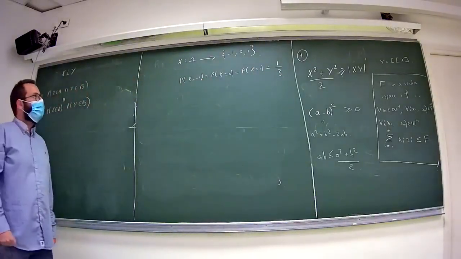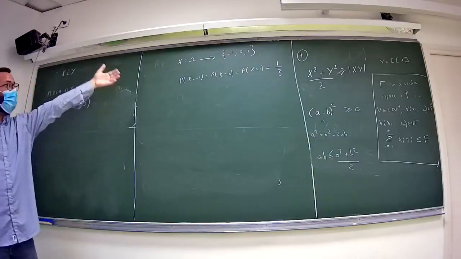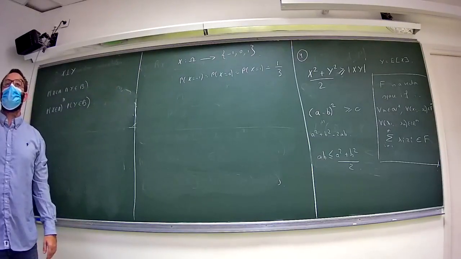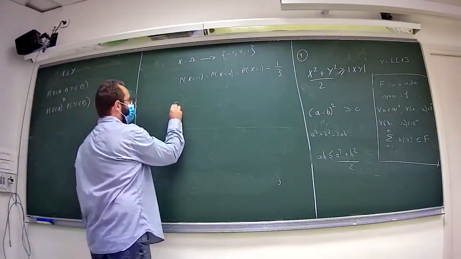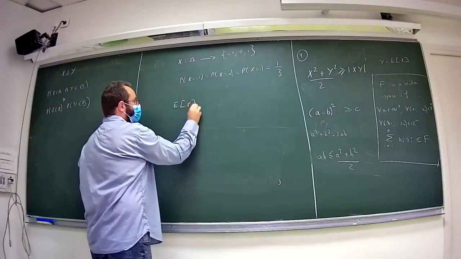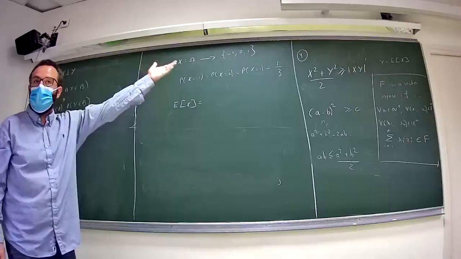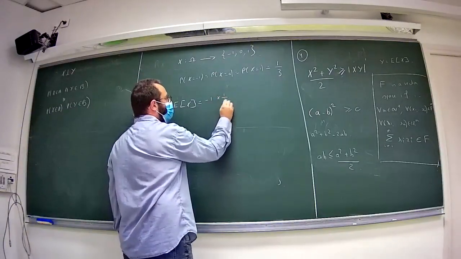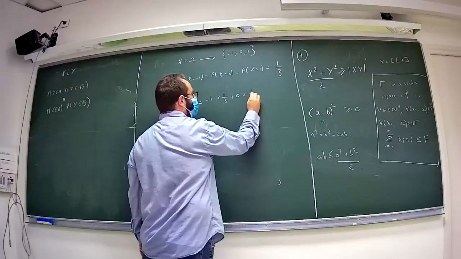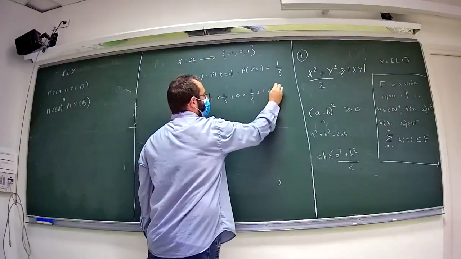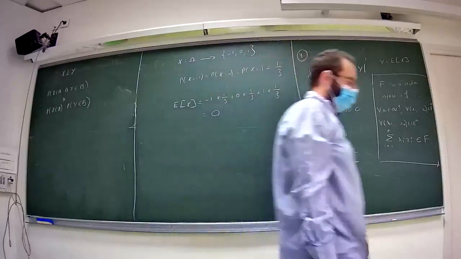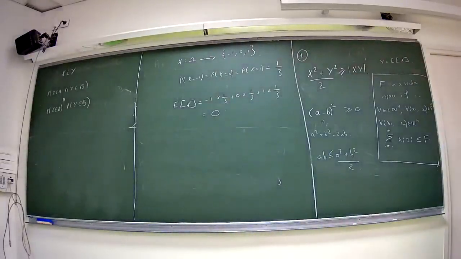So I am in a discrete case. Of course, it's possible for me to compute the expectation here. What is the expectation of X? I use the formula: minus 1 times 1 over 3 plus 0 times 1 over 3 plus 1 times 1 over 3. I obtain 0 in this situation, just using the definition of the expectation.